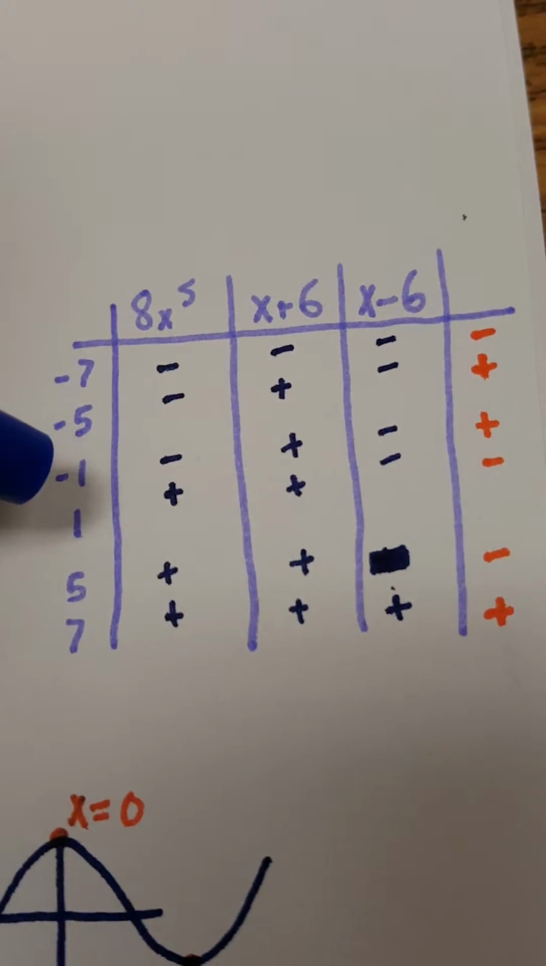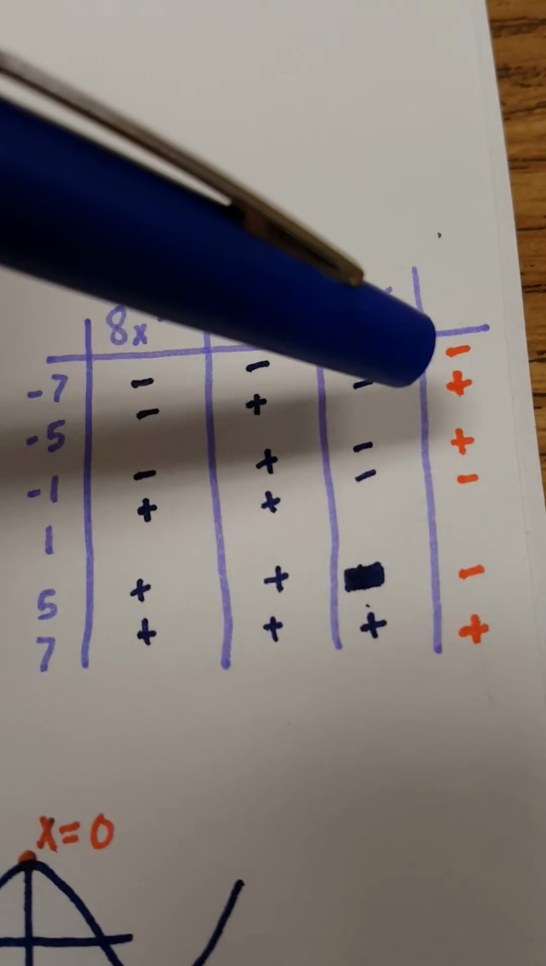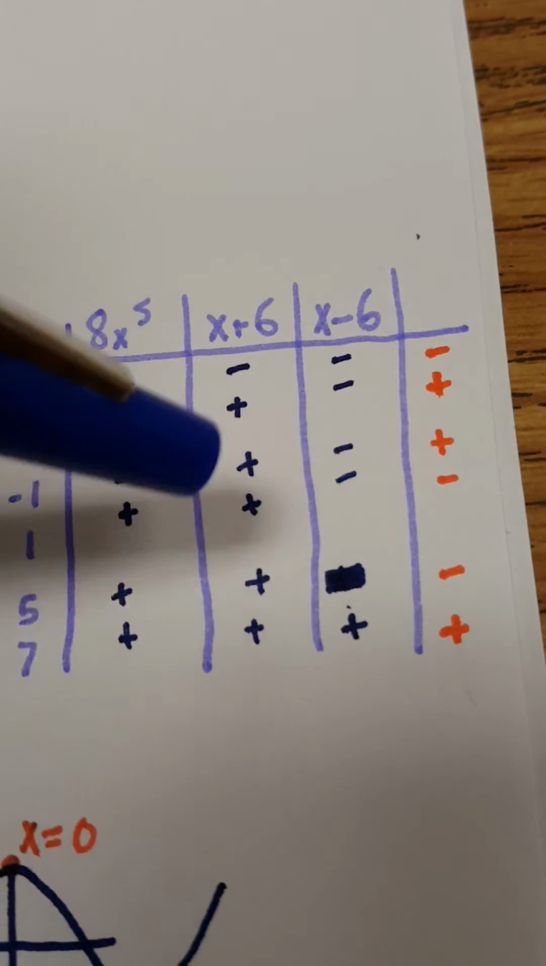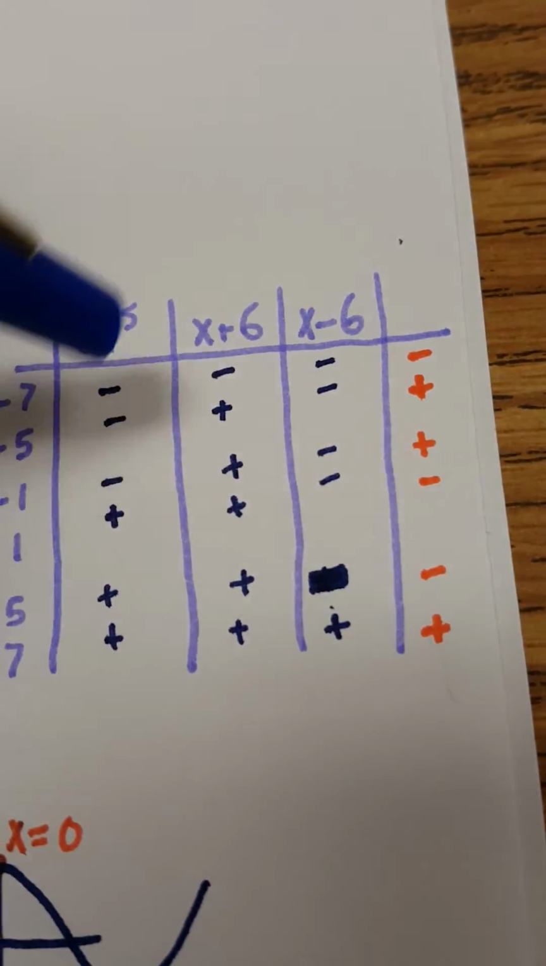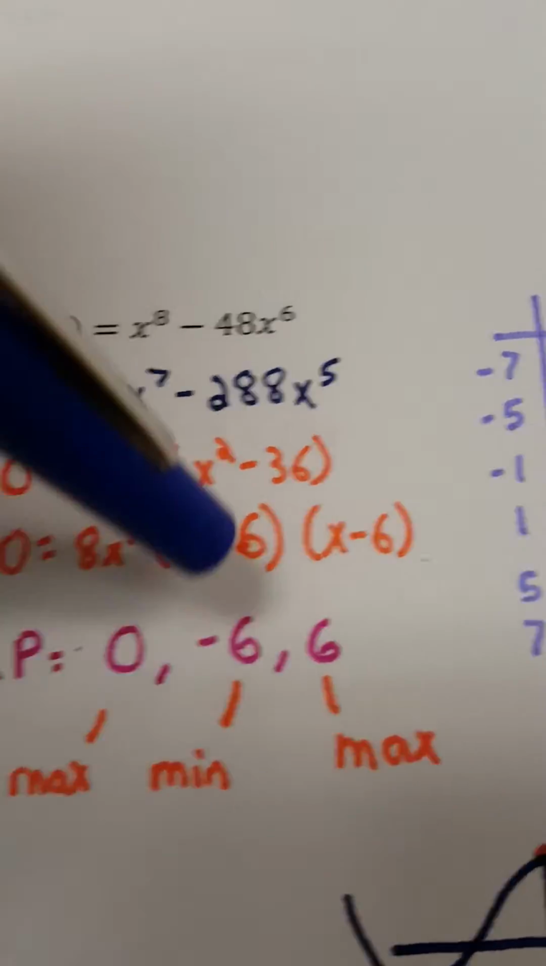Same idea applies for negative 1 and 1. So at negative 1, multiply across, you get a positive, and at 1 we get a negative. So we go from a positive slope to a negative slope. We have at x equal to 0, a maximum.